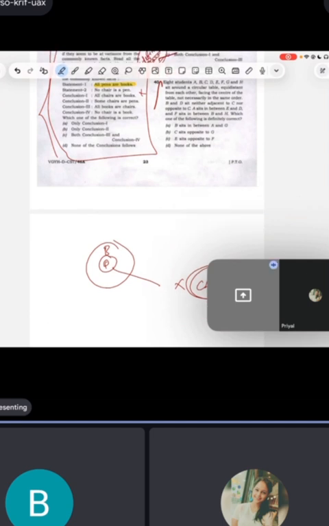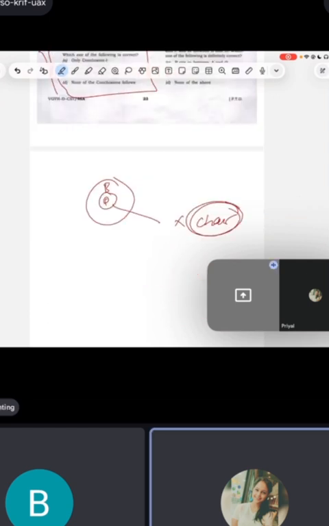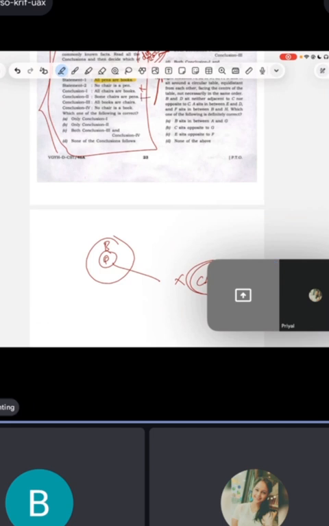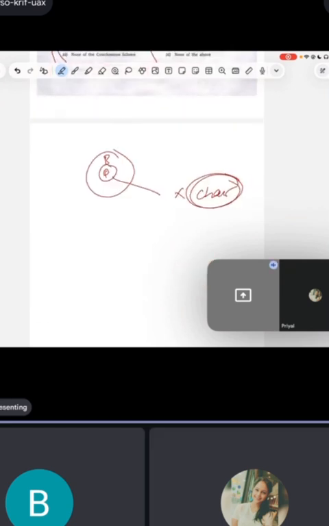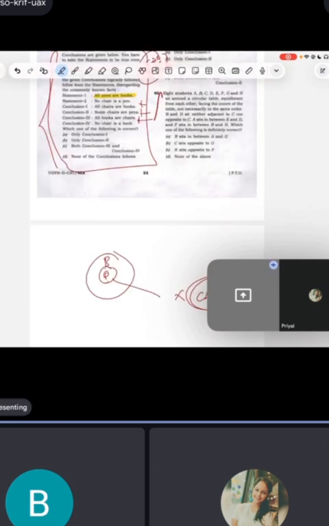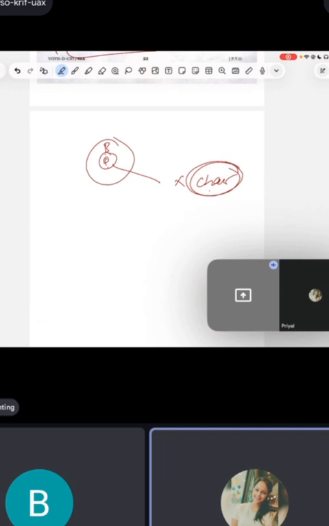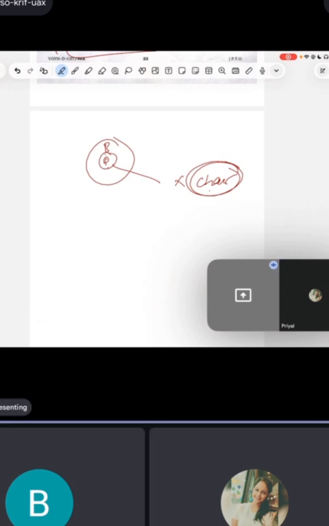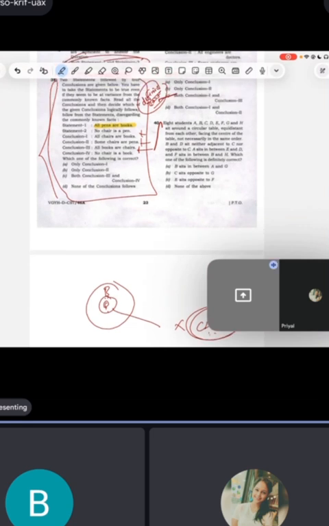Then some chairs are pens. Wrong, they cannot be. All books are chairs. No, because if pen is not chair, then how can all books be chairs? So this is also not correct. No chair is a book. No, we cannot say, because book has a connection with pen, not with chair. That's why we cannot say about this also. So the answer will be none, because no definite answer is there. Guys, in these types of questions, we need a definite answer. So the answer will be D actually.